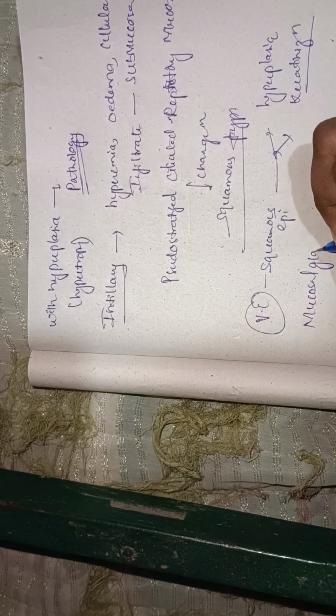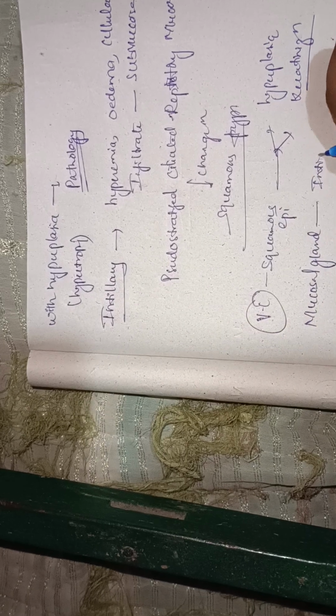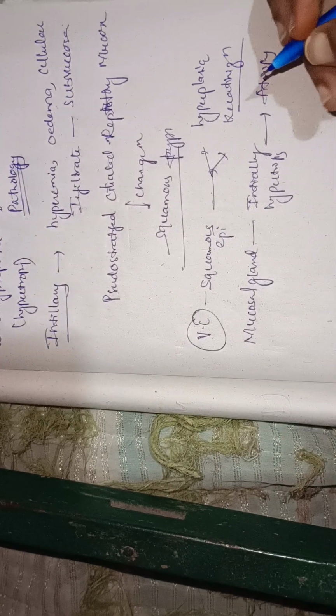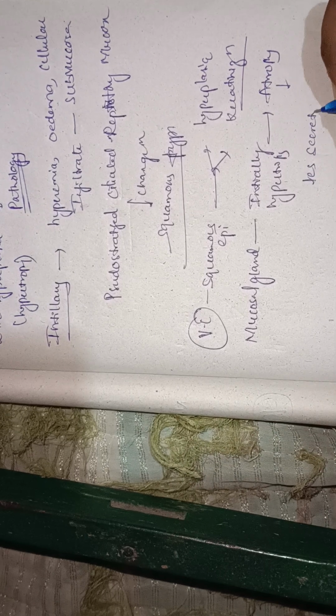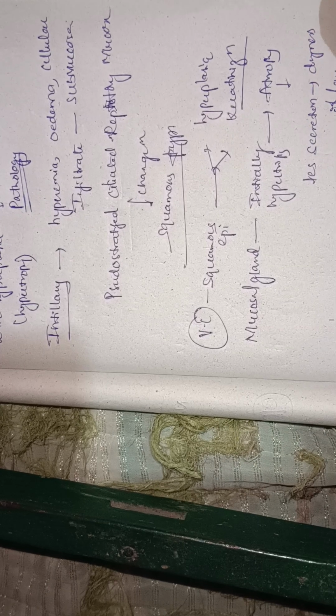We discussed the submucosa, the epithelium, and the epithelium of the vocal cords. This is hyperplasia and keratinization. Next, the mucosal glands. Initially they undergo hypertrophy. After that atrophy occurs, which decreases secretions and leads to dryness of the larynx. This is the pathology of with hyperplasia.